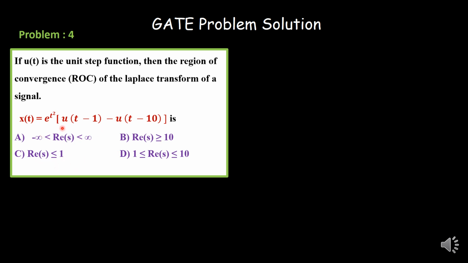So first we need to find the nature of the signal. So let me write the signal first, and let me find the nature of that signal. Okay, so here x of t is given as e power t square into u of t minus 1 minus u of t minus 10. So let me represent for u of t minus 1 and u of t minus 10 first. Okay, we are going to check whether the given signal is finite or infinite first. So we know u of t minus 1 is nothing but unit step function delayed by 1 second.